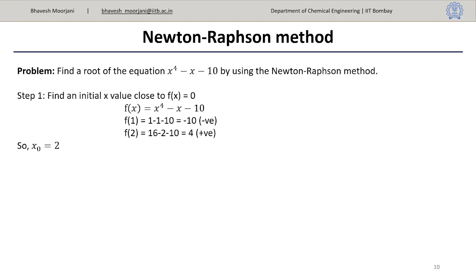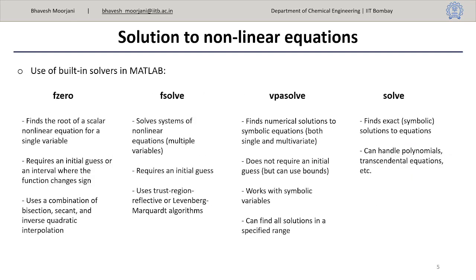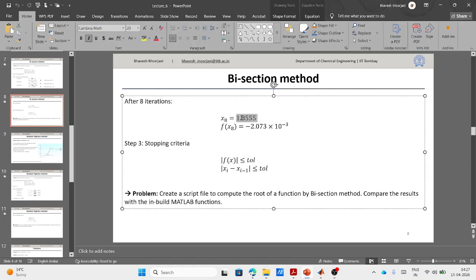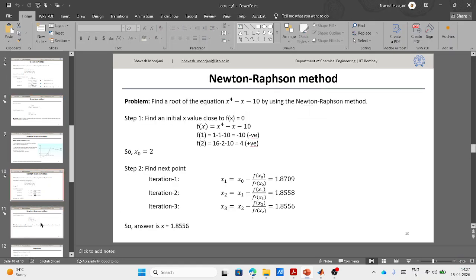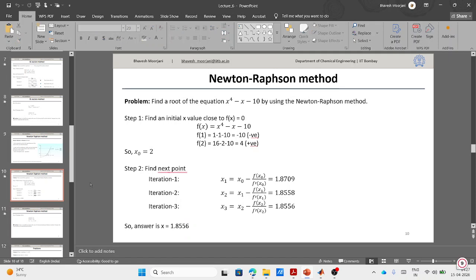So if you look at the same example, I start with the initial guess of x0 equal to 2 and find the first iteration point. It will be x1 equals x0 minus f(x0) divided by f'(x0), and you get the next point. The same way you do it, and you can see within 3 iterations I have reached the value of 1.8556, which gives me f(x) close to 0, right? Compared to that, in the bisection method you had to go to 8 iterations to reach the value of 1.855, while here within 3 iterations I have reached that value. So Newton-Raphson is a faster method, it's a quadratic convergence, right?